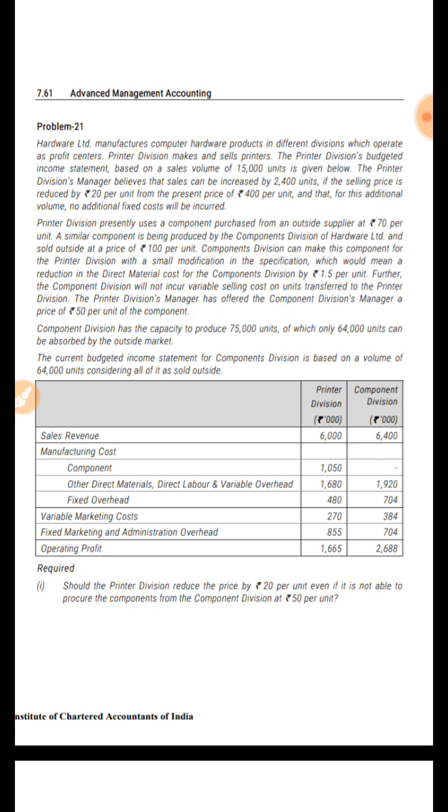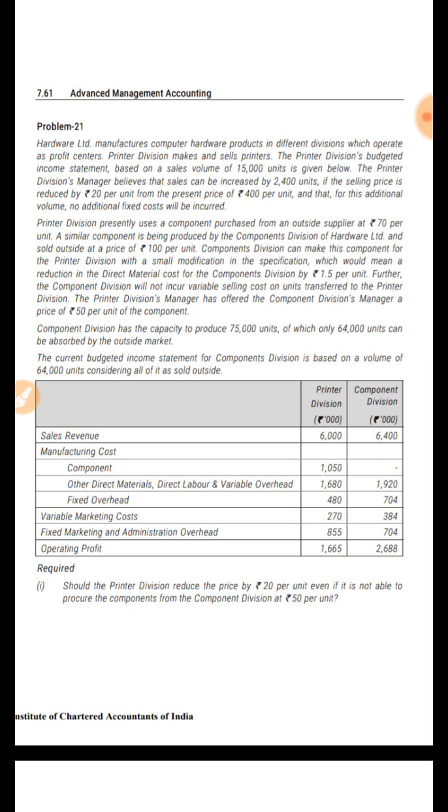Components division can make this component for the printer division with a small modification in the specification, which would mean a reduction in the direct material cost for the components division by 1.5 rupees per unit. Further, the component division will not incur variable selling cost on the units transferred to the printer division. The printer division's manager has offered the component division's manager a price of Rs 50 per unit of the component.